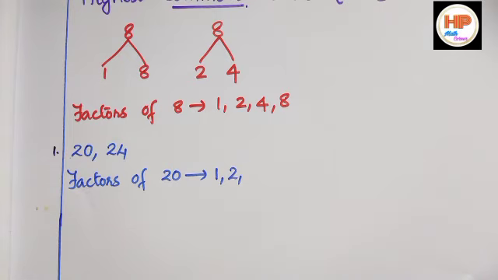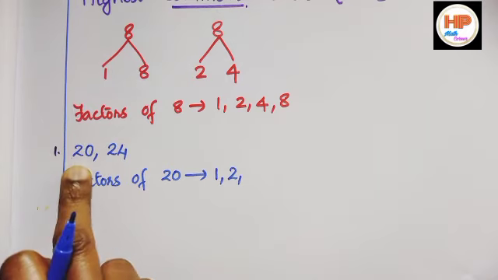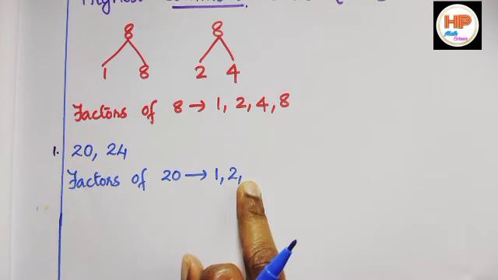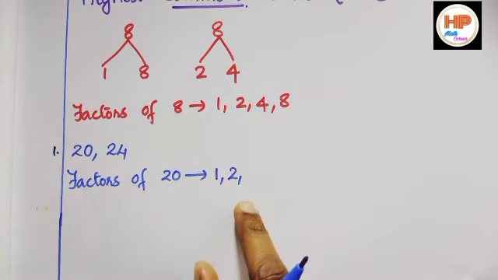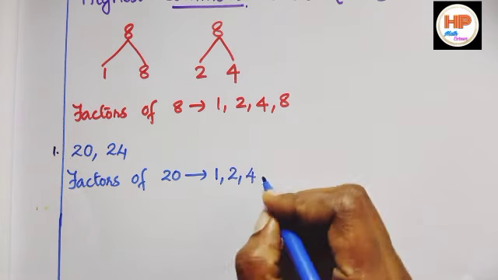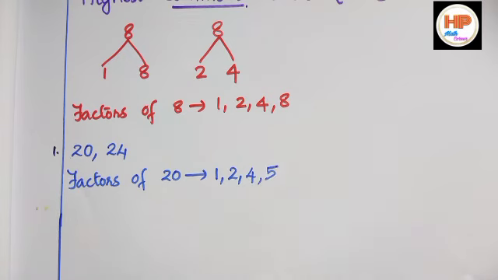Then 3 is not possible because the sum of the digits is not a multiple of 3. Here 20 is not a multiple of 3, so we cannot write 3. Then what about 4? Yes, 4 5s are 20, right? So 4 can be written. Next, 5 is also possible.